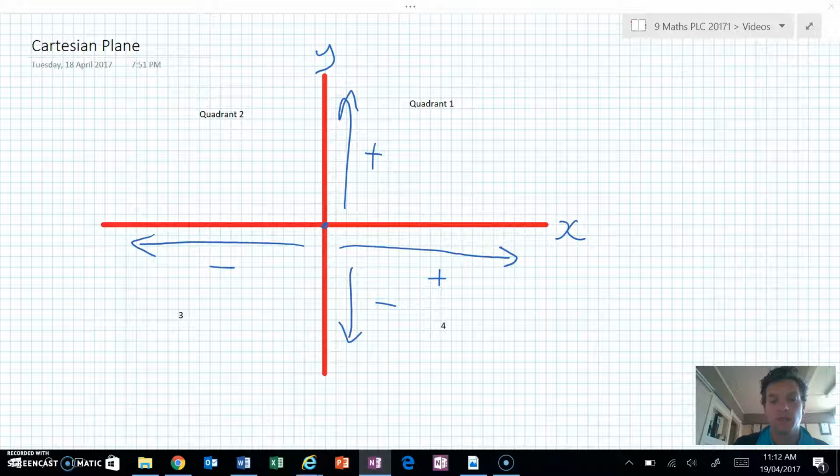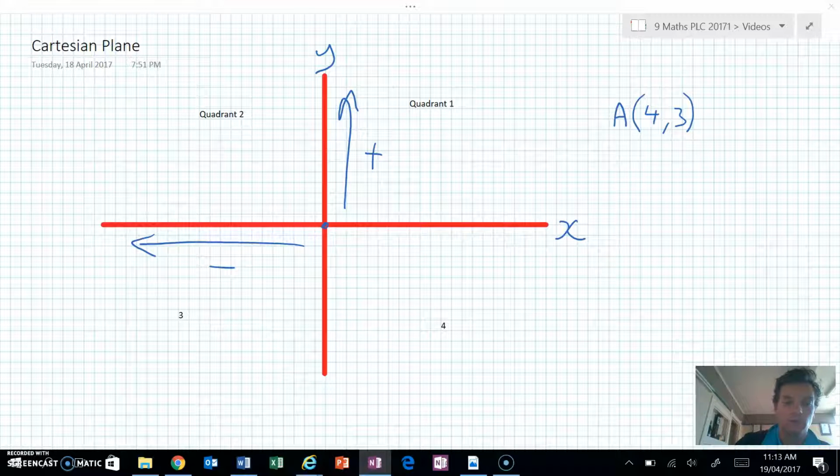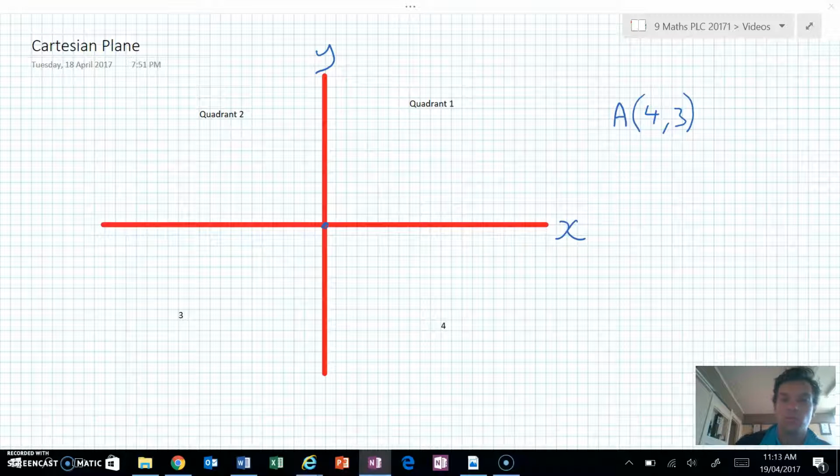So what we can do now is, if we have a point, let's call it point A, at 4 and 3. So what you'll see commonly is the point, and we've labelled this point A here, and it's asking us to plot a point (4, 3). Now the first number relates to x, and the second number is y.